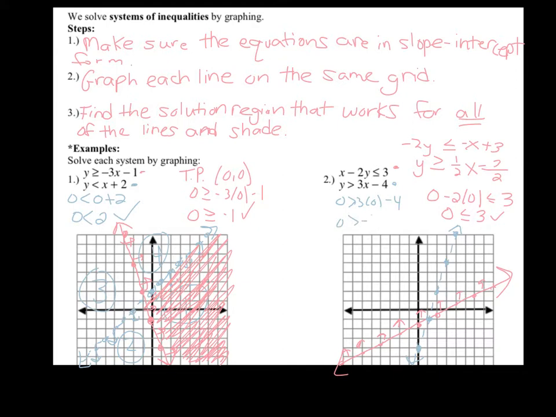And when I simplify, I get 0 is greater than -4, which is true. So I shade towards 0, 0 for that line as well. And so I can see I've got both sets of arrows up here in this region, above and to the left of both my lines. So there's my solution set for example 2.